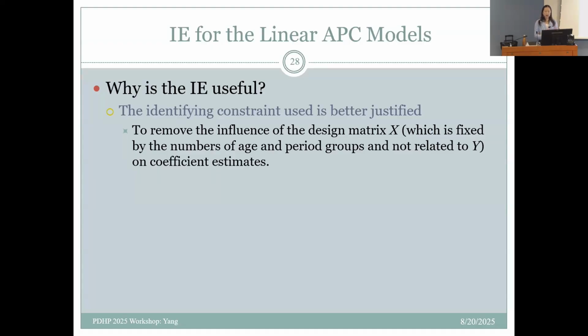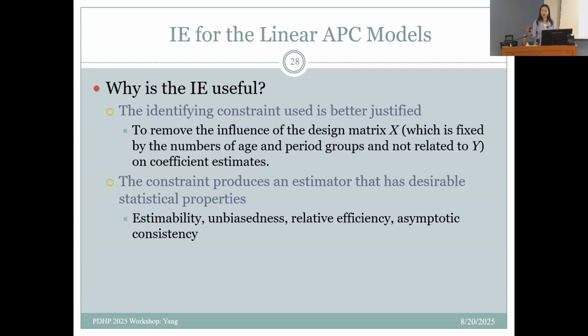So, realizing this fact, a reasonable constraint should somehow remove the impact of the data structure, the dimension of the data, on the outcome Y. When you do that, you come up with the essence of the IE. The IE does remove the influence of the design matrix X on the coefficient estimates, whereas we have proof that other constraints different from the IE somehow allow that X to have a role in the estimates of the variations in Y. And therefore, the identifying constraint of the IE is better justified. Let me know if you don't understand anything I was just saying.